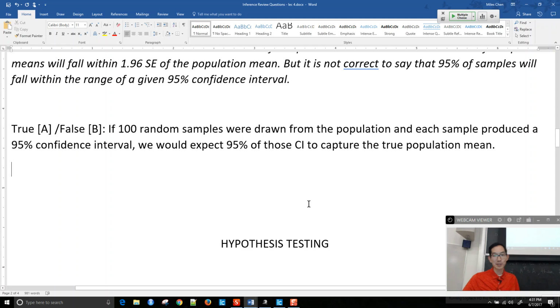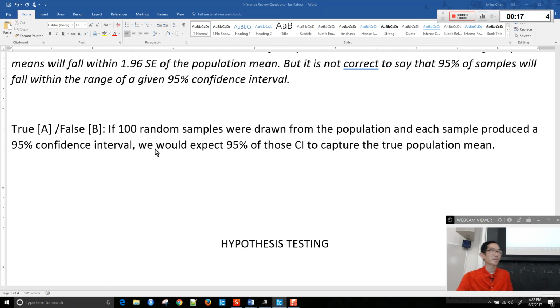All right. Last one on confidence intervals here. True or false? If 100 random samples were drawn from the population and each sample produced a 95% confidence interval, we would expect 95% of those confidence intervals to capture the true population mean. So you can discuss this one, true or false.